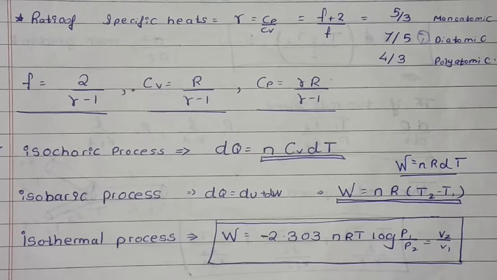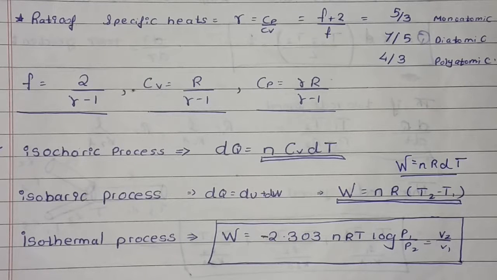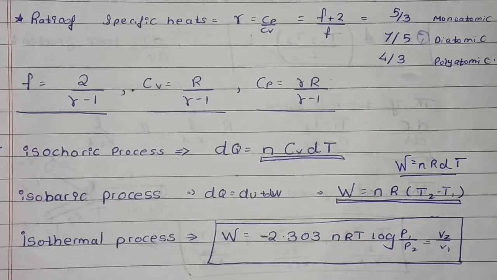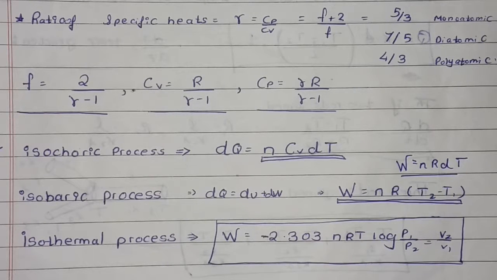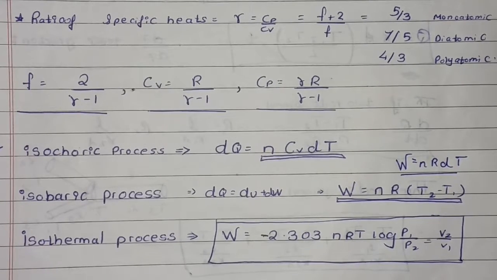For isothermal process, the pressure would change, so would the volume, but pressure relates inversely with volume. So in an isothermal process, work equals minus 2.303 nRT log of P1 upon P2. If we remove this 2.303, we would get ln, and to convert that ln to log, we have to multiply by 2.303. So minus 2.303 nRT log of P1 upon P2, or minus 2.303 nRT log of V2 upon V1, as you can see.